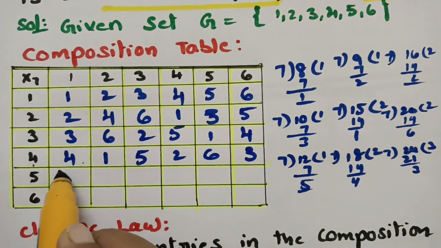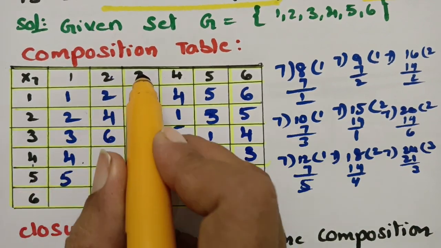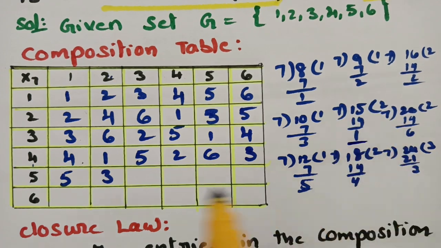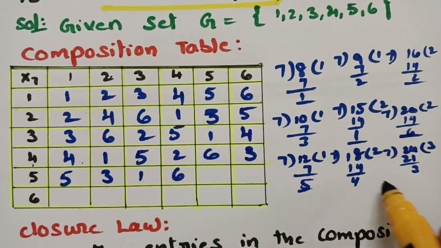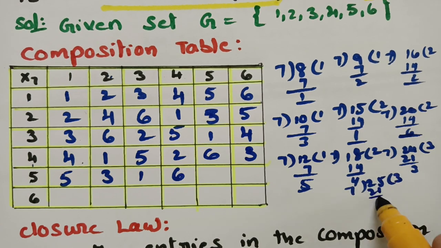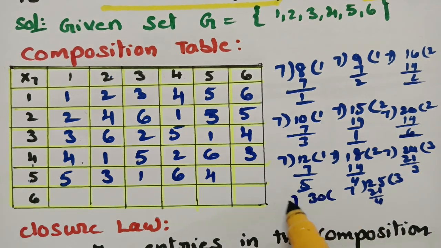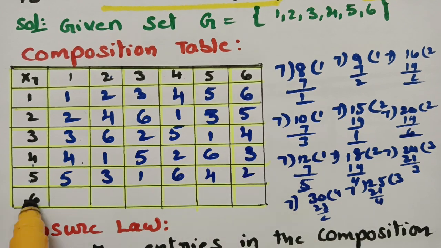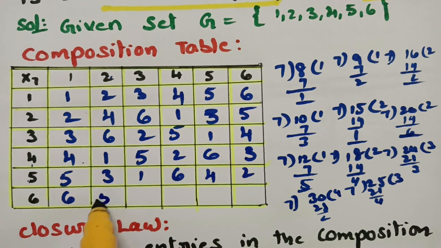This is 5 ones are 5, 5 twos are 10. For 10, the remainder value here is 3. And 5 threes are 15, the remainder value is 1. And 5 fours are 20, the remainder value is 6. And next 5 fives are 25. For 25, if you divide by 7, 3 sevens are 21, the value here is 4. And this is 30. 30 divided by 7, 4 sevens are 28, the remainder value is 2. And next one, this value is 6, this value is 12, the remainder value here is 5.